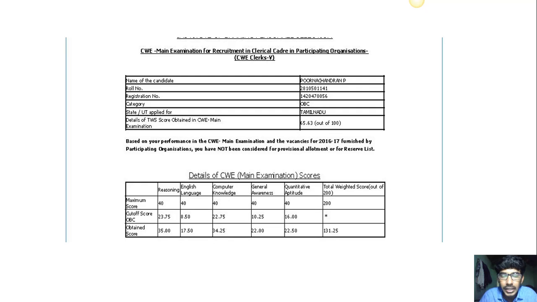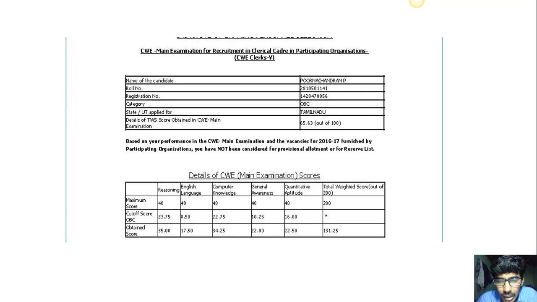For your reference I have mentioned my marks in clerical 2016. Below I have mentioned my marks. Out of 40 I got 35, 17.5 in English, and the overall mark I got was 131.25 out of 200. Above you can see my obtained mark out of 100 was 65.63.